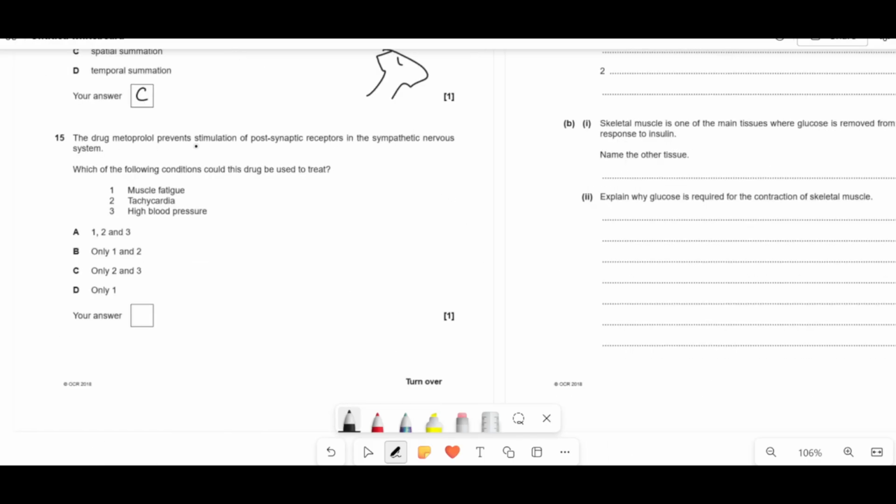The drug metoprolol prevents stimulation of the postsynaptic membranes in the sympathetic nervous system. Which of the following conditions could this be used to treat? With postsynaptic neurons, it's stopping them being stimulated, so stopping them depolarizing. Muscle fatigue: it's telling you this is the sympathetic nervous system, and muscle fatigue is voluntary skeletal muscle, which is not even in the sympathetic nervous system, because your nervous system is divided into your central nervous system, which is your brain and spinal cord, and the peripheral nervous system, which is everything else that is not your brain or spinal cord.